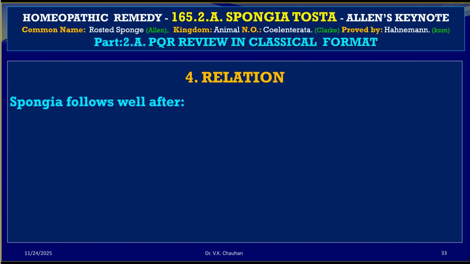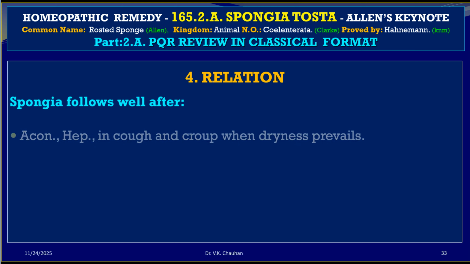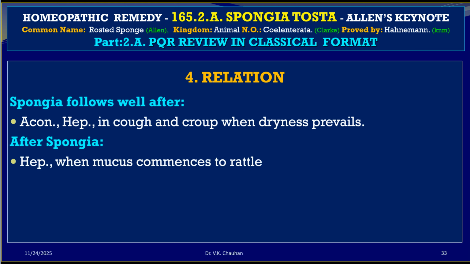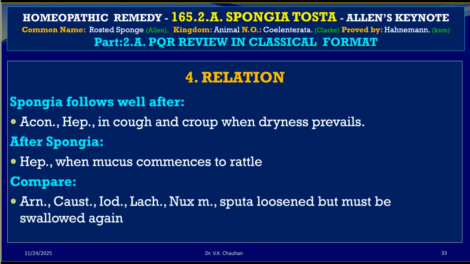Friends, we go to the relationship now. Spongia follows well after aconite, hepar sulph, in cough and croup when dryness prevails. Please see, when dryness prevails, then aconite, then spongia. After spongia, hepar sulph, when the mucous membrane rattles, meaning when wet cough takes place, when secretions and sputum take place, secondary infection, yellow, white, green, please remember that you will have to go for hepar sulph. Again, comparison is there: Arnica, Causticum, Iodium, Lachesis, Nux moschata. Sputa is loosened but must be swallowed again.